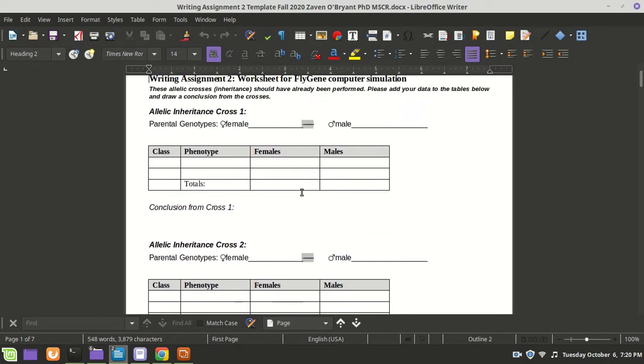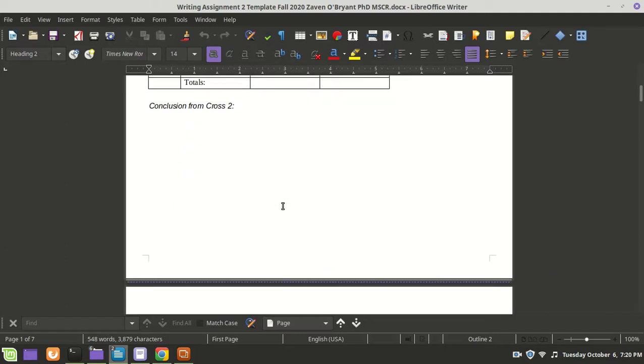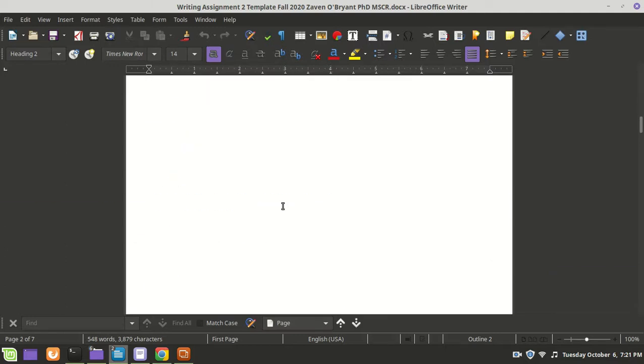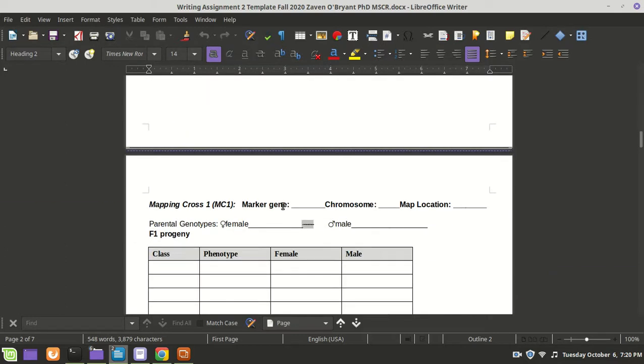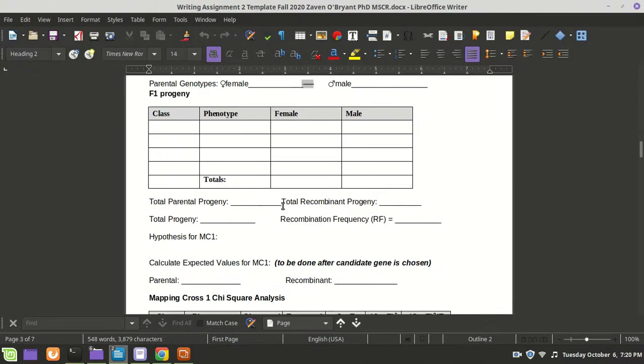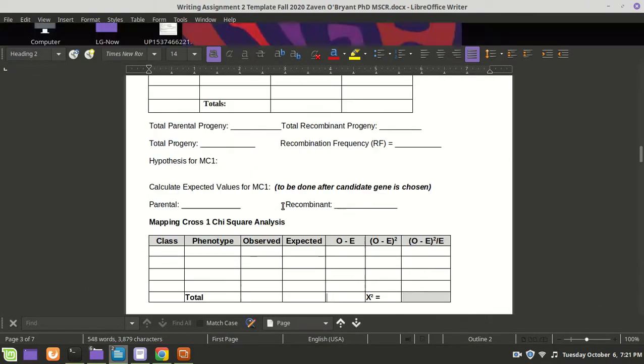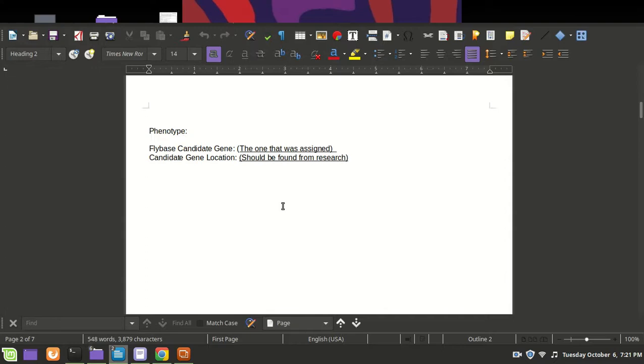Let's see, that is your allelic inheritance cross 1. See, they've changed the names of these. That's why I'm not sure. Man, no, I want the complementation cross. Where do we have complement? That should be the name. Mapping cross, okay. See, they changed the names on these for me.